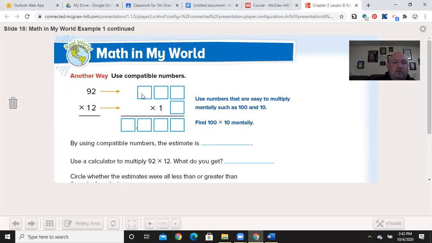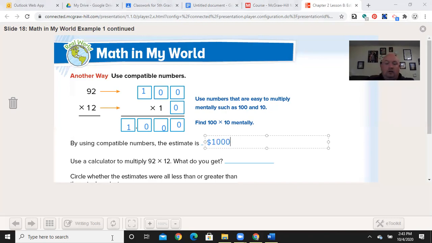And now compatible numbers. Now compatible numbers don't necessarily have to follow the same rule. 92, and you can tell by the fact that we have 3 boxes that we are probably going with a 3-digit number. And 92, going to the nearest 100, would round up to 100. I'm going to take the 12 and go right back to 10. And then what's 10 groups of 100? You probably already know this. 1,000. So by using compatible numbers, the estimate is about $1,000.